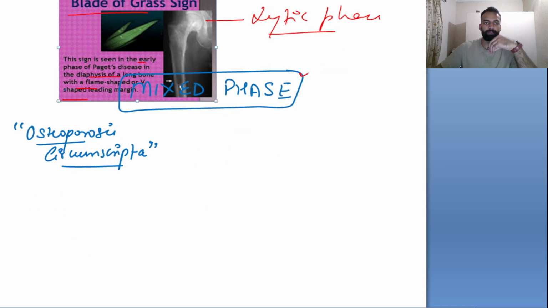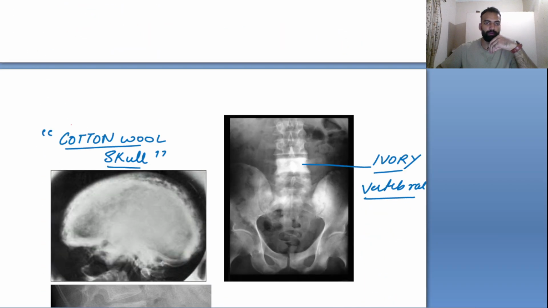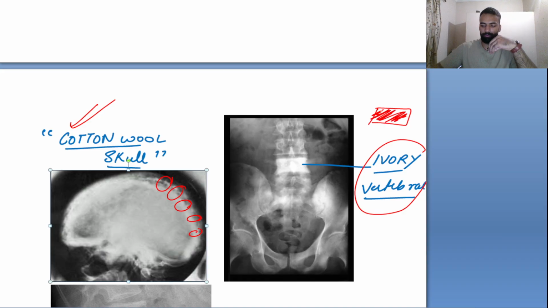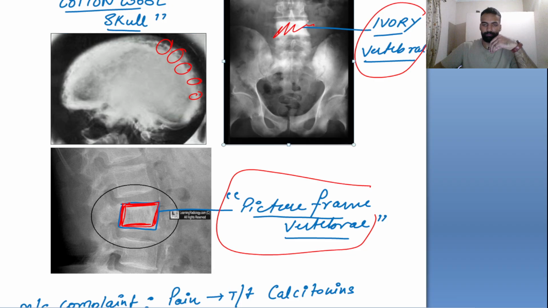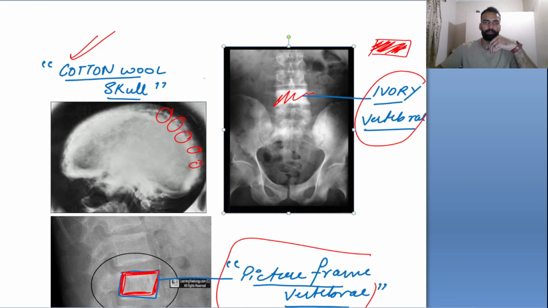Now there is the mixed phase. I will show you the images of the mixed phase, which is cotton wool skull. You can see there are little cotton wool-like appearances on the skull, and there is ivory vertebra. What is ivory vertebra? There is a complete sclerosis of this vertebra. It is called ivory vertebra, or there is picture frame vertebra. Initially the margins will be calcified, and later on the whole vertebra will be calcified. So these all are findings of the mixed phase.